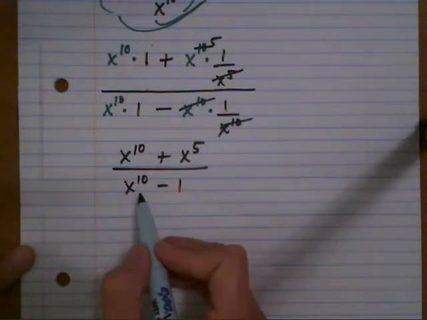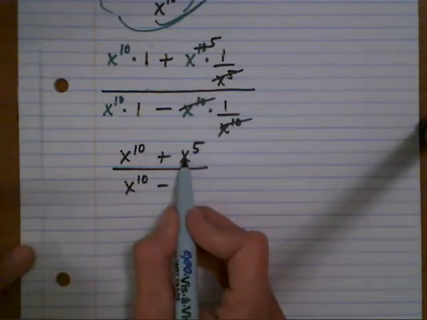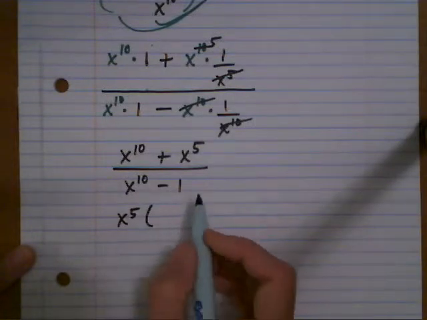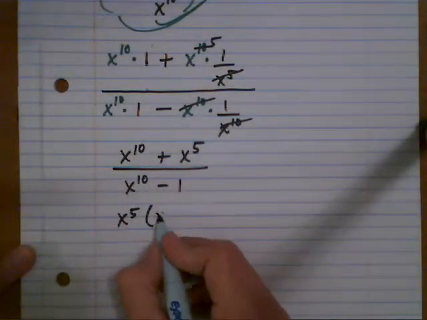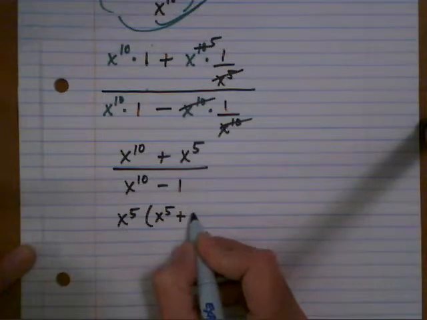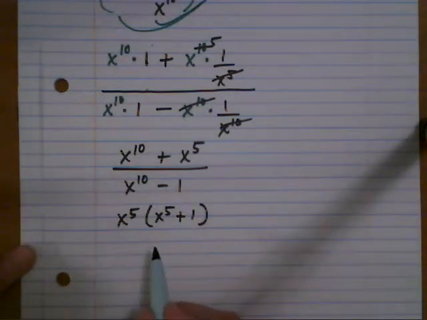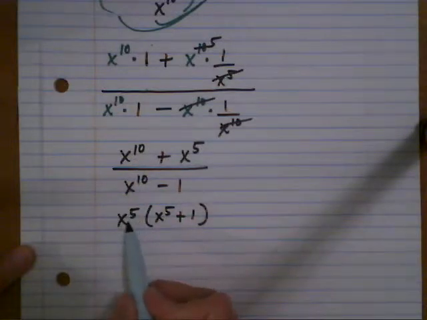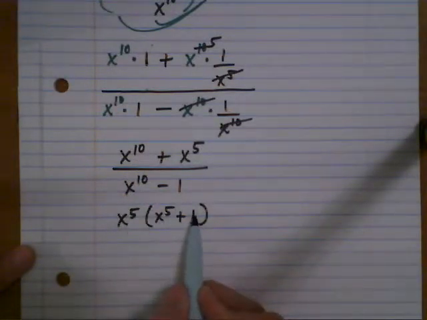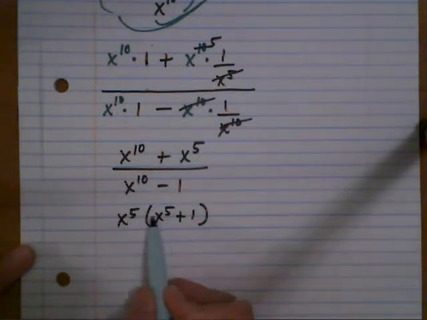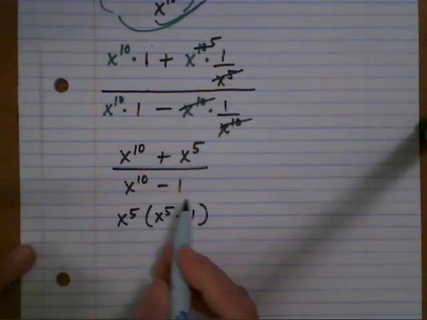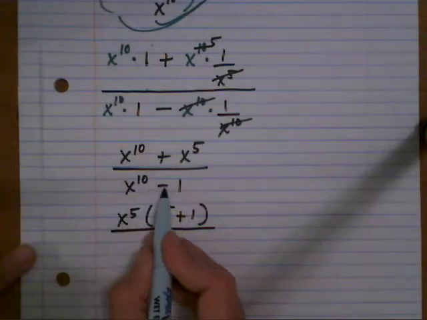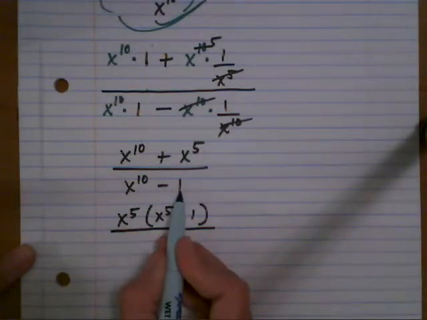So first factor, factoring the numerator, we have an x to the 5th we can take out, and that leaves us with x to the 5th plus 1. And just double check to make sure that that is the correct factoring. If we were to multiply x to the 5th onto both terms here and distribute it, we'd get x to the 10th plus x to the 5th. So that looks good. The denominator, x to the 10th minus 1, is a difference of 2 squares.